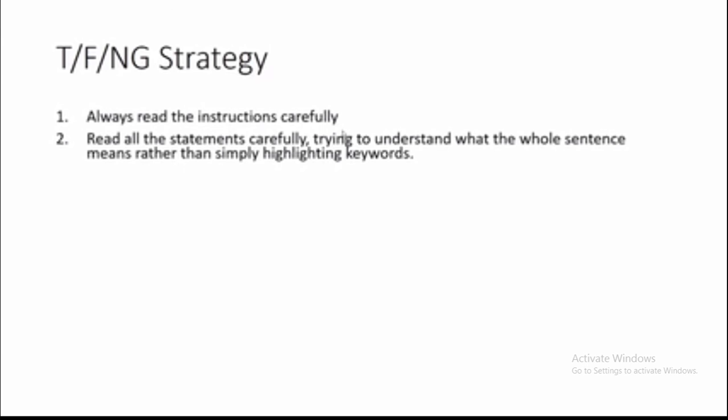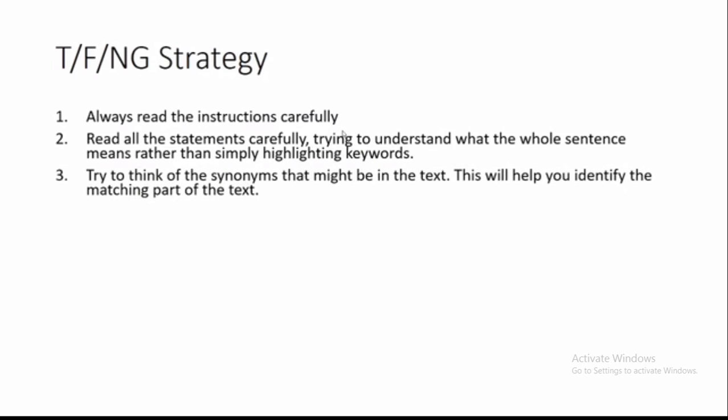It's really important that you spend some time understanding the statements, because if you don't understand the statements, you won't be able to say if they're true, false, or not given. Try to think of synonyms that might be in the text. This will help you identify the matching part of the text. Often it won't help you identify the correct answer, but it'll help you locate where that answer is in the text. Match the statements with the correct part of the text. So what you're doing here is scanning, focusing on location first. A, understand the statements, and then B, find out where it is in the text. Link the locations together.